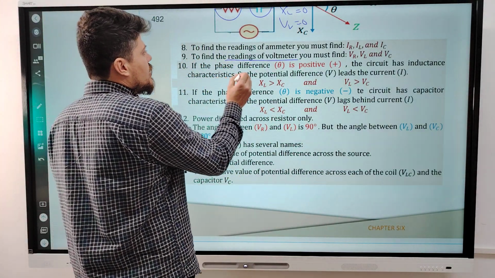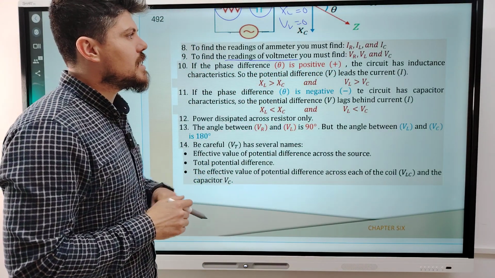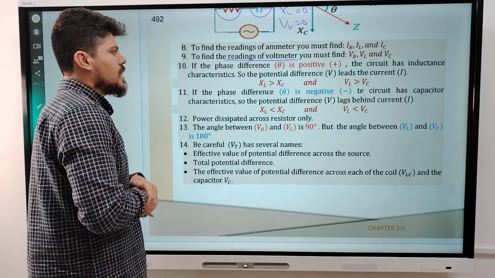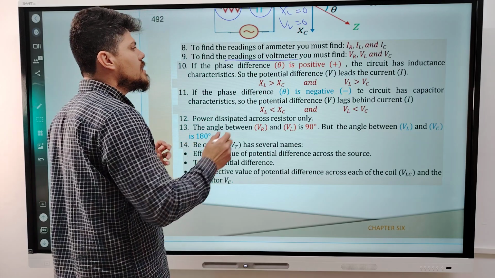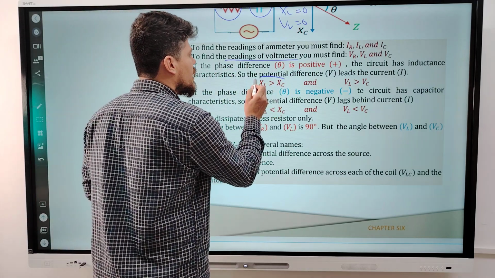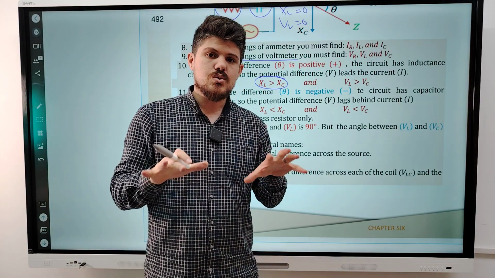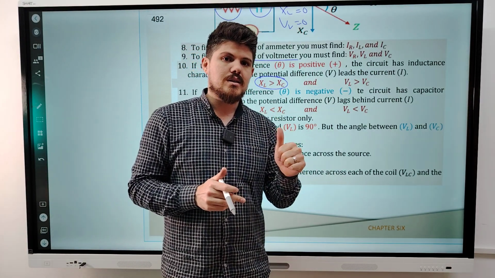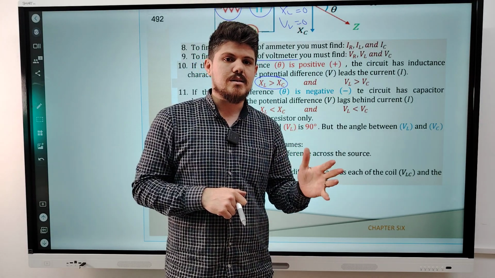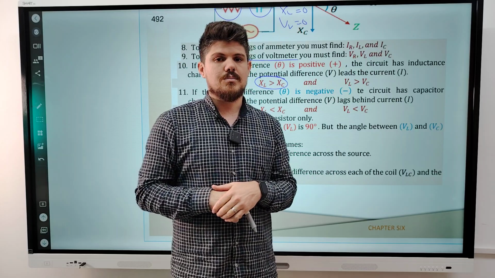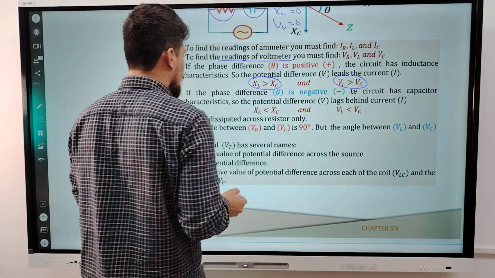If the phase difference theta is positive, it means that the circuit has inductive characteristics, so the potential difference leads the current. When is theta positive? When XL is bigger than XC. So without solving the question, you can find the sign of theta. If XL is greater than XC, theta becomes positive, and VL is also bigger than VC.